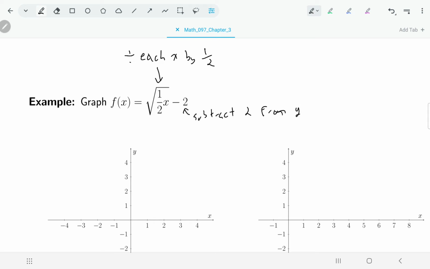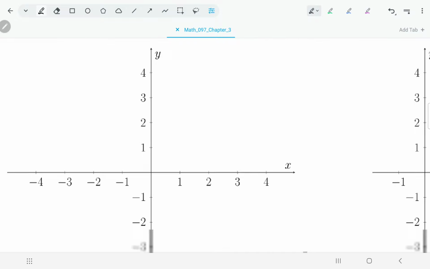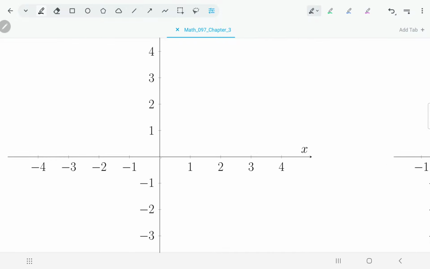So I'm going to then do 3 little graphs. I'm going to start with my basic shape, the square root graph. Then I'm going to divide each x value by 1/2, or in other words, multiply every x by 2. And then once I've done that, I'll subtract 2 from all my y values. So we'll start with our basic shape. Our square rooting graph goes through (0, 0), (1, 1), and (4, 2).